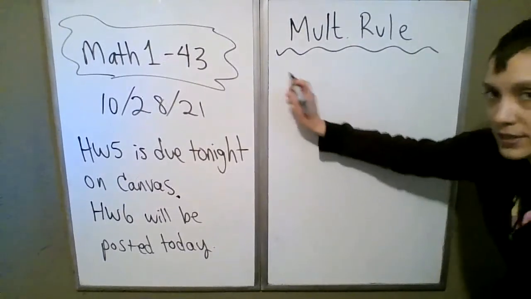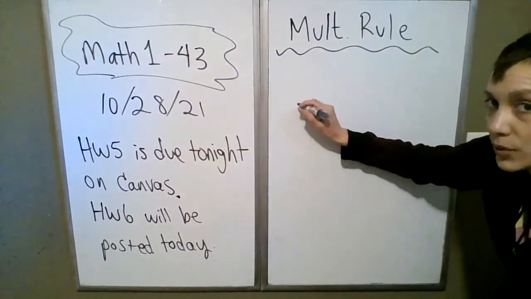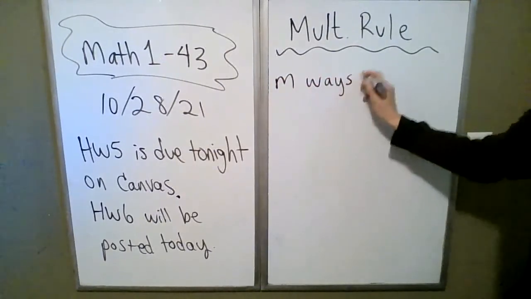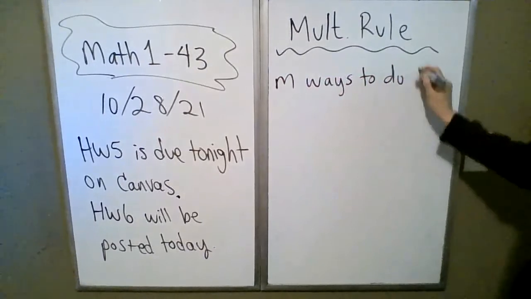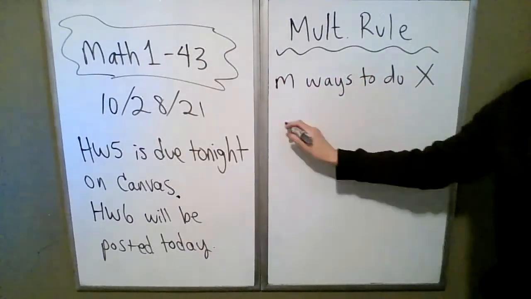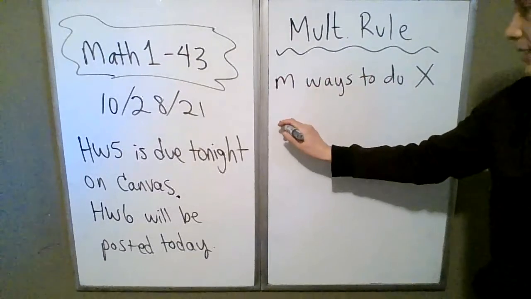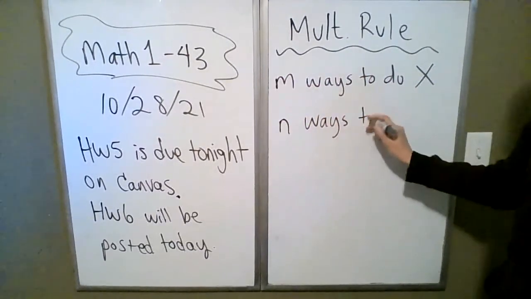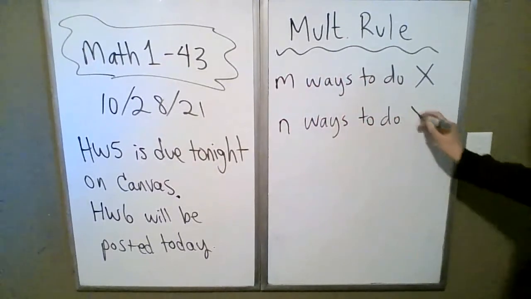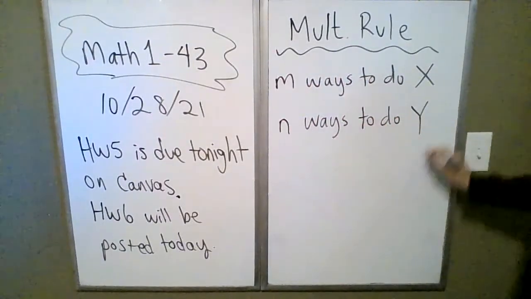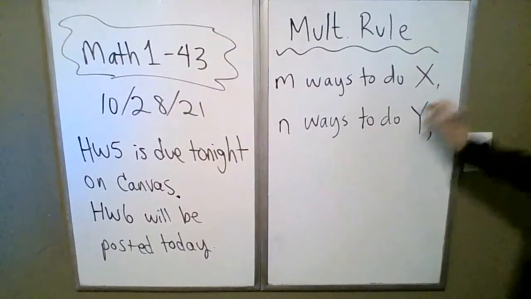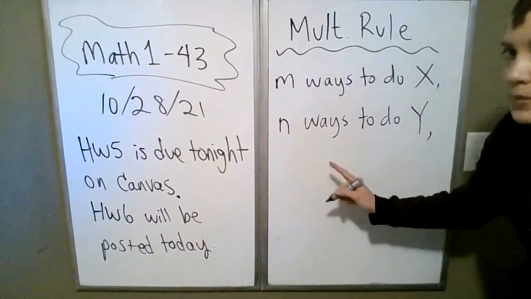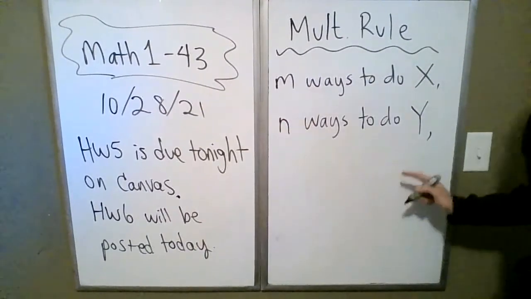We talked about having m ways to do x, and n ways to do y. Then we have m times n ways to do x and y.